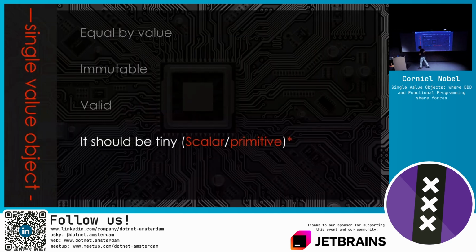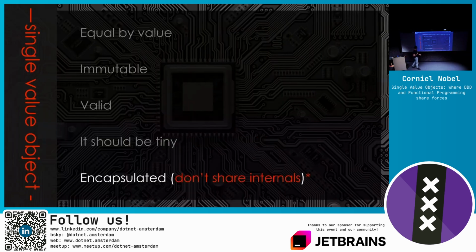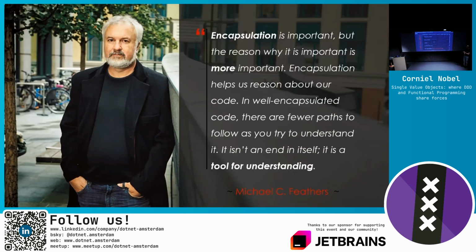Yeah, it should be tiny. That is where the single comes from. So you should be able to store it as a scalar or primitive. Another scalar, but I like your way of thinking. And it's encapsulated. So we don't want to share the internals of our single value objects. And I couldn't state it better than he did.